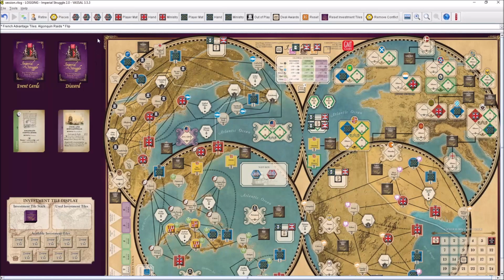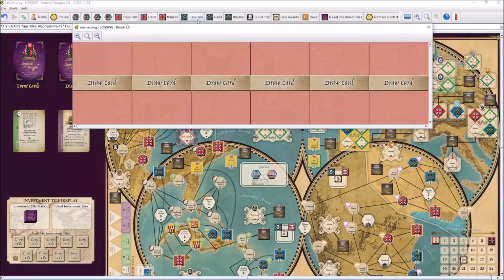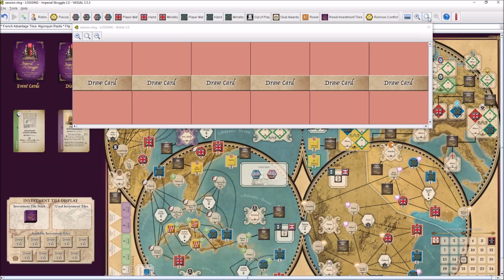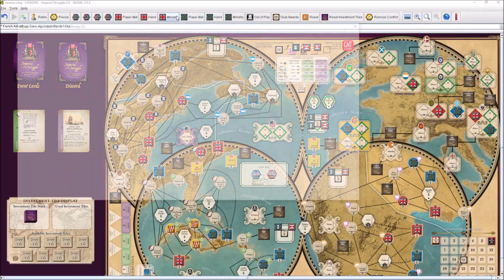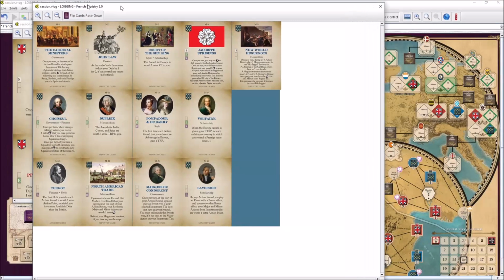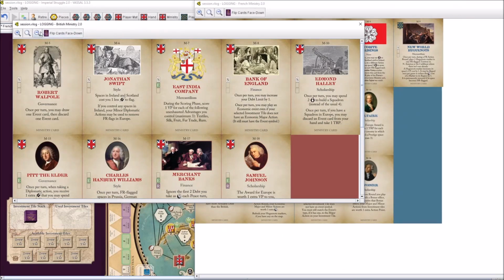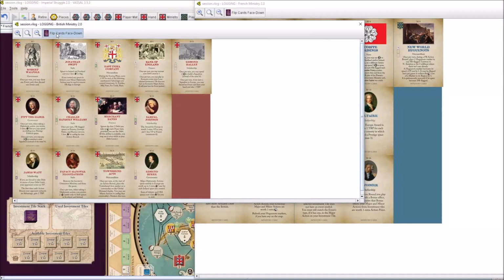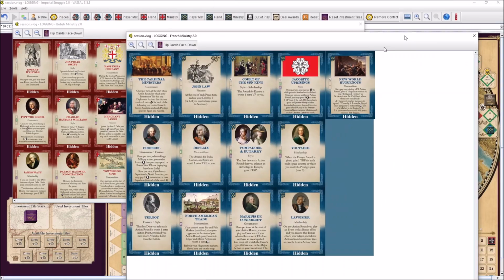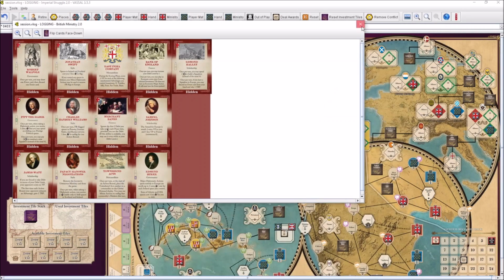Besides this, we also have the hand. So here we'll be drawing the events for both sides. And we have also all ministry cards for both sides. You can minimize it just to see it better. And of course you should hide them when you play with a real opponent. We'll go into the details soon, but it's important to note they are here.